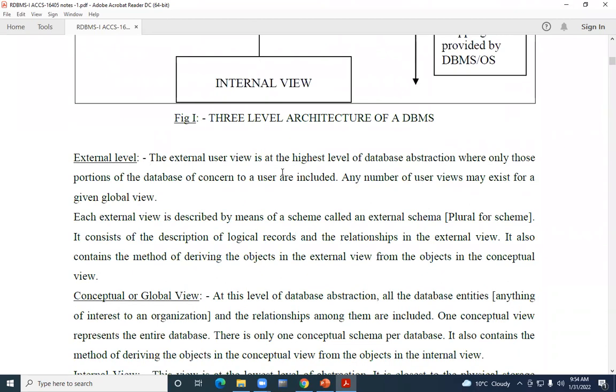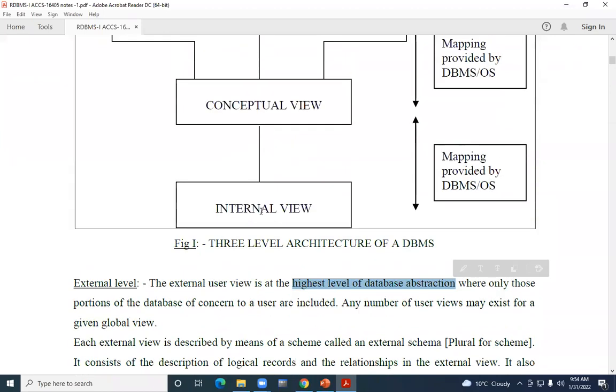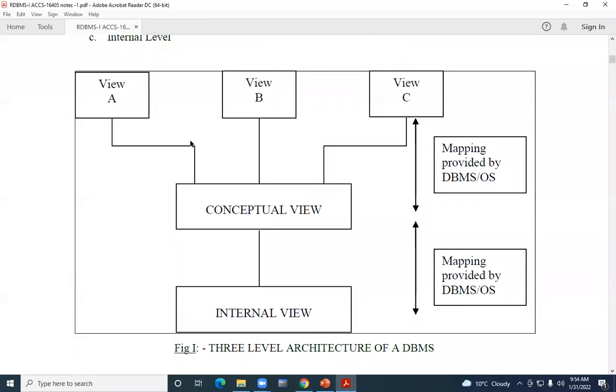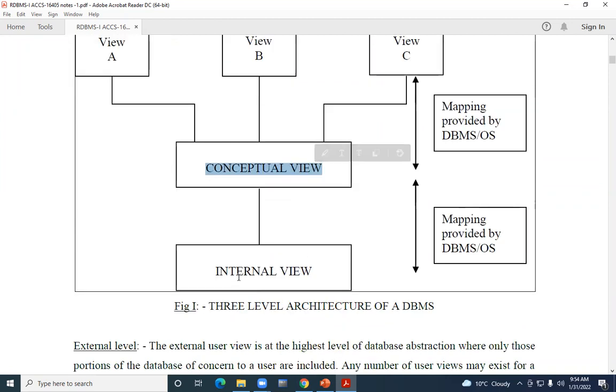So the external level is at the highest level of database abstraction. You agree that you can see all the things from there, from the external level. You cannot say the same for the internal level or the internal view. So at each of these levels, the external level, the conceptual level, and the internal level, whatever you see is taken up as a view. Whatever users are viewing here is the external view. How the database is being perceived here is the conceptual view. How the database is being stored here is the internal view.